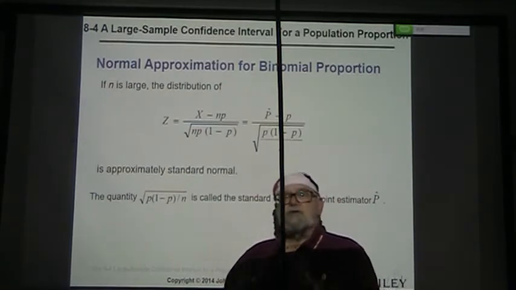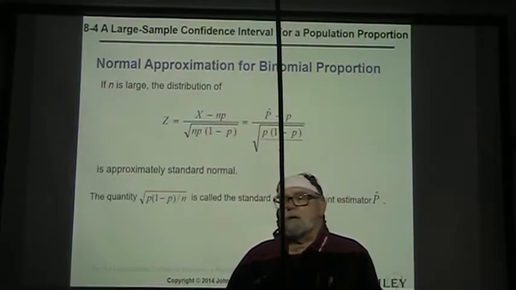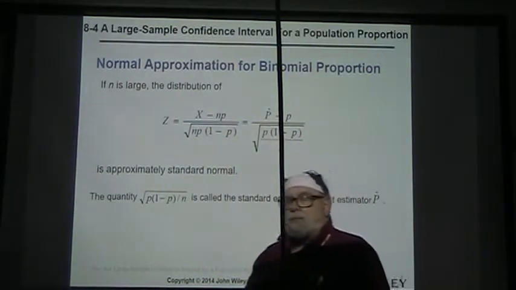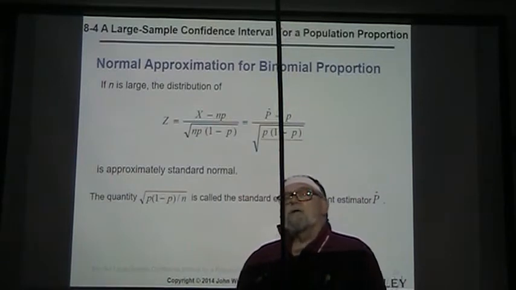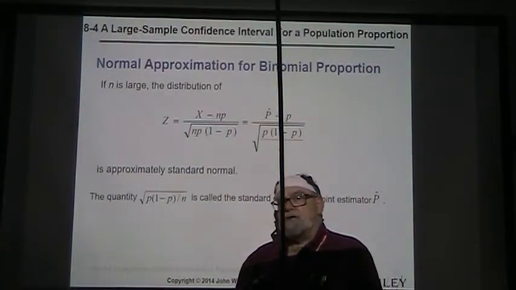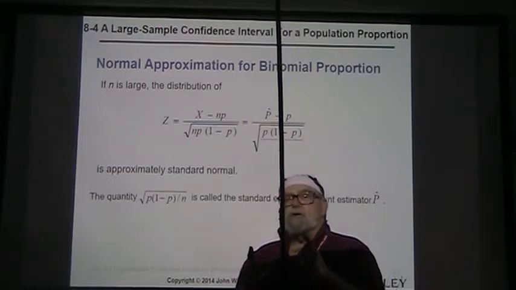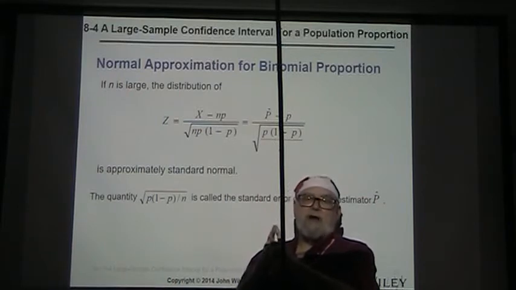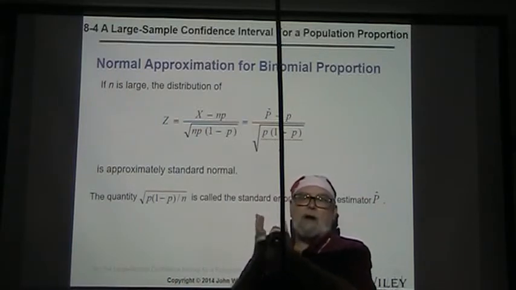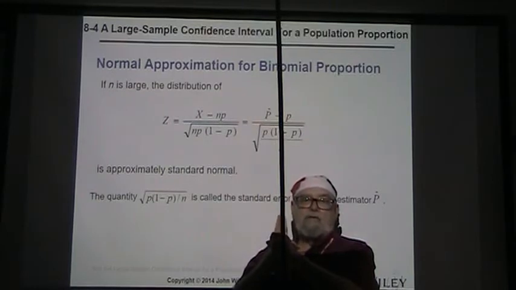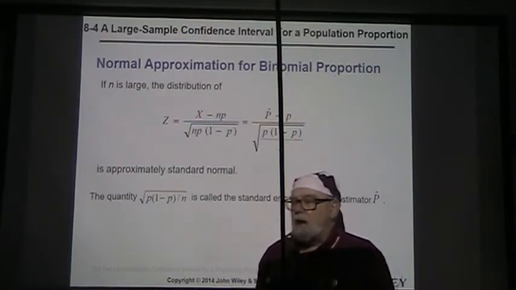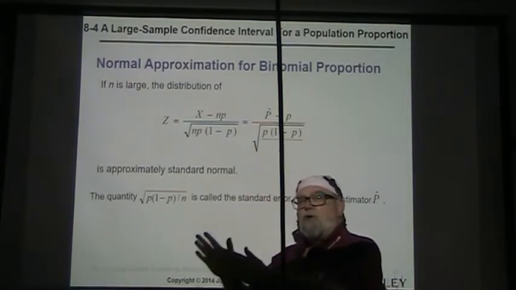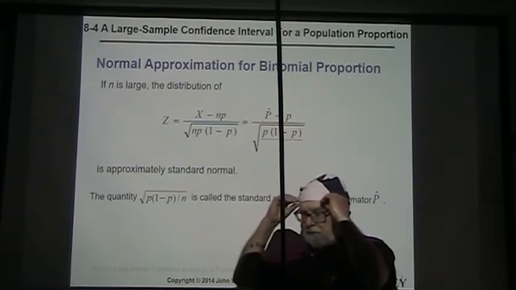All right, so what I'm going to talk about is what we call the normal approximation for the binomial proportion. You remember that a binomial proportion means that it is subject to Bernoulli trials, that there can only be success or failure, that all trials are independent from each other, and that there is a set proportion for that success or failure.